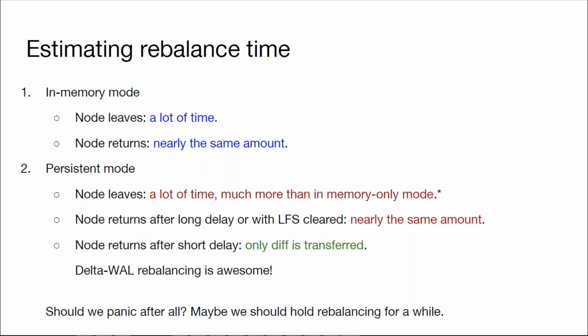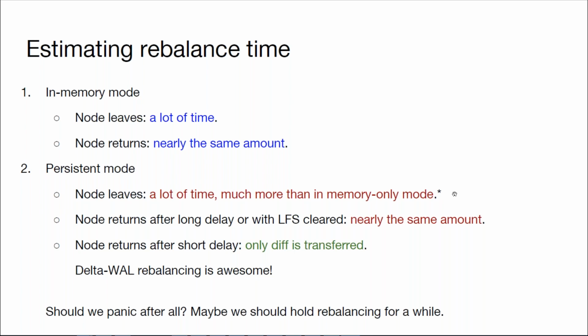You should transfer all the partitions that were dropped at the left nodes through, for example, a single network switch. And you can't do that faster than such an amount of data is physically able to be transferred through that switch. So it's a lot of time when a node leaves, and it's nearly the same amount when the node returns. In persistent mode, it's still a lot of time, but much more than in memory-only mode. Much more, well, I put an asterisk here, and that's why.